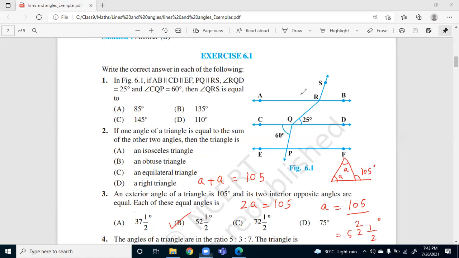Very good, Ayan. Yes, Dhanvi, 52 1 by 2 is the correct answer. So please write it down, then we will proceed to the fourth part. Leona, are you able to follow it? Yes, ma'am. Okay.